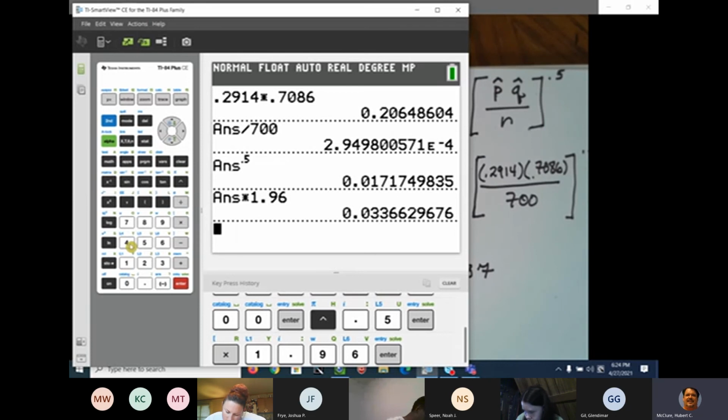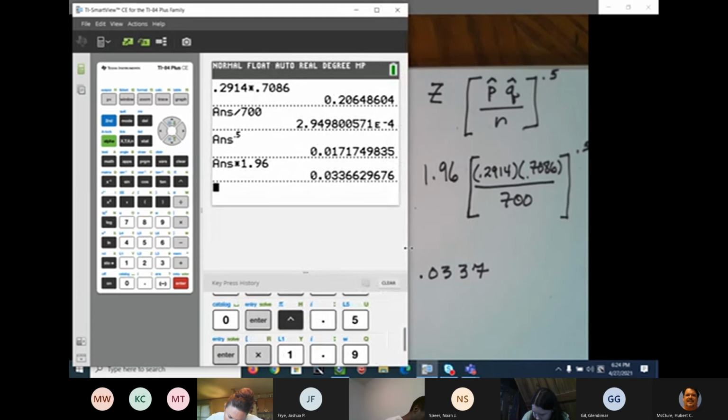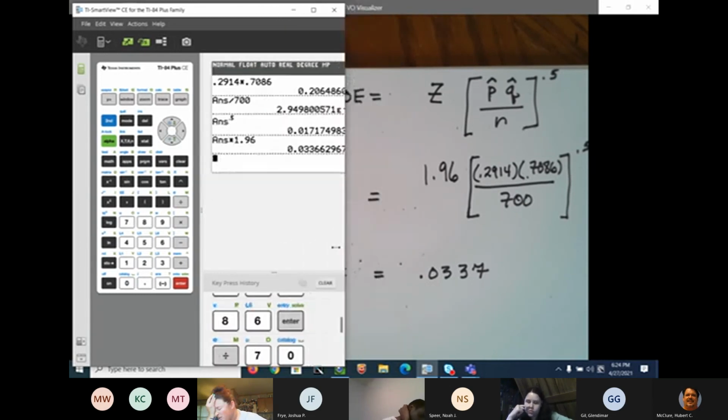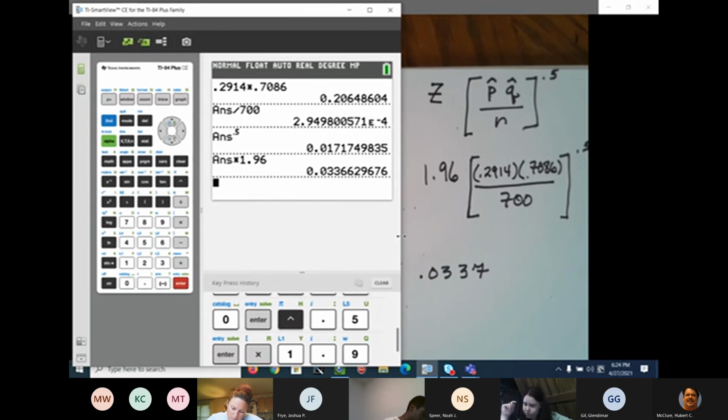Divide it by n. So, oh boy. 1.96 times... I don't understand how to do this. I'm trying to plug it in, but I'm very confused right now. Okay, tell me where you're confused.